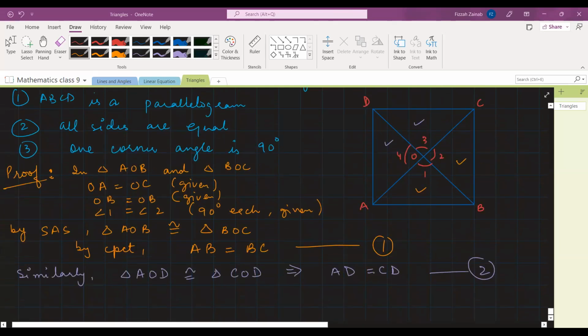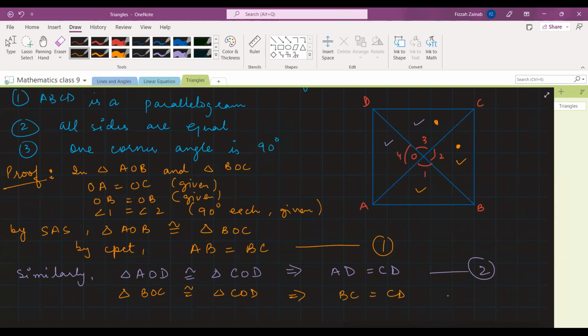All right. So this was my equation number 2. And also I can take the triangle, as I said, the connecting triangle. So this one and this one I'm taking, right? So triangle BOC will be congruent to triangle COD. And this is going to give me BC is equal to CD. This is my equation number 3. Is that okay?